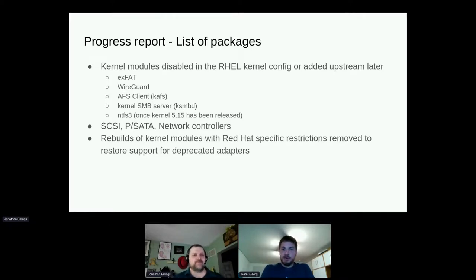We also have some of the older network controllers enabled that have been disabled by CentOS or Red Hat at some point. Some storage controllers. Essentially, we took the list of what ELRepo is currently providing, and we provide the same kernel modules now for CentOS Stream 8. But of course, always bear in mind, the modules are not signed yet. And last point, we have all modules that have some PCI IDs disabled by RHEL. These are all available as rebuilds with everything enabled again.